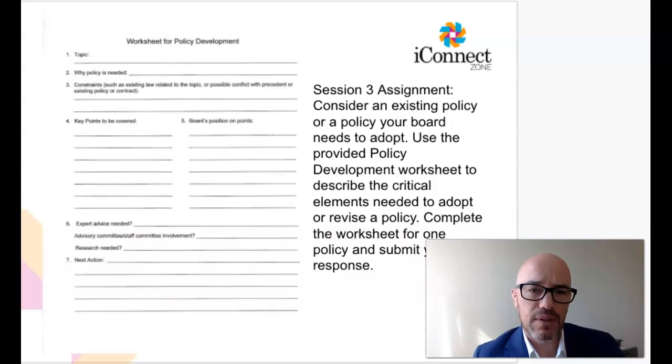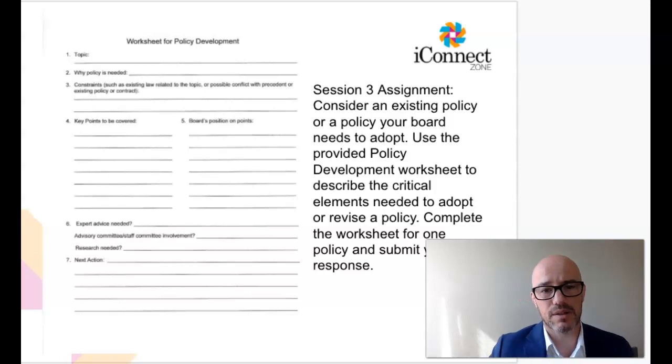We want you to fill out this form that's included in this slide, but also included in the Schoology folder. We want you to understand what will be needed to really draft up a policy that is either in existence and needs revision or a policy that needs to be created. So take the time to work through that policy worksheet and submit that into the folder when you've completed.